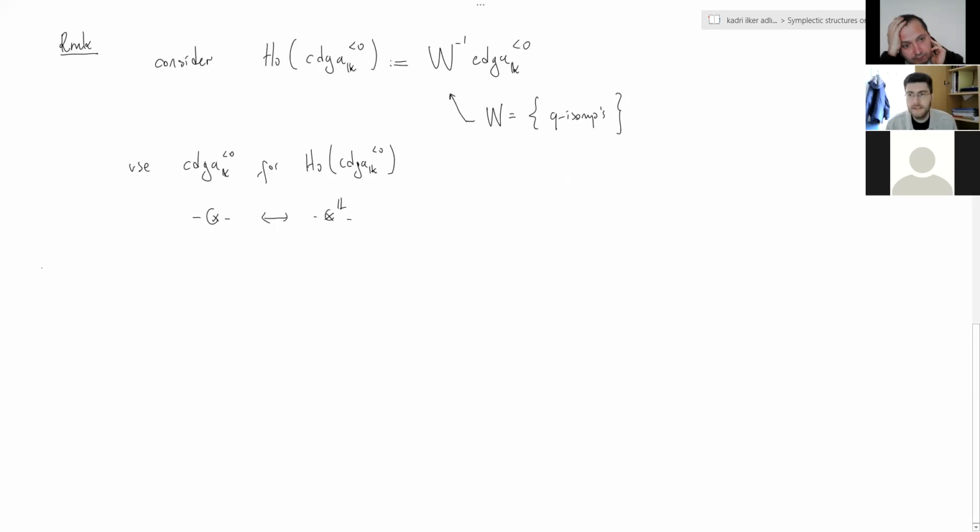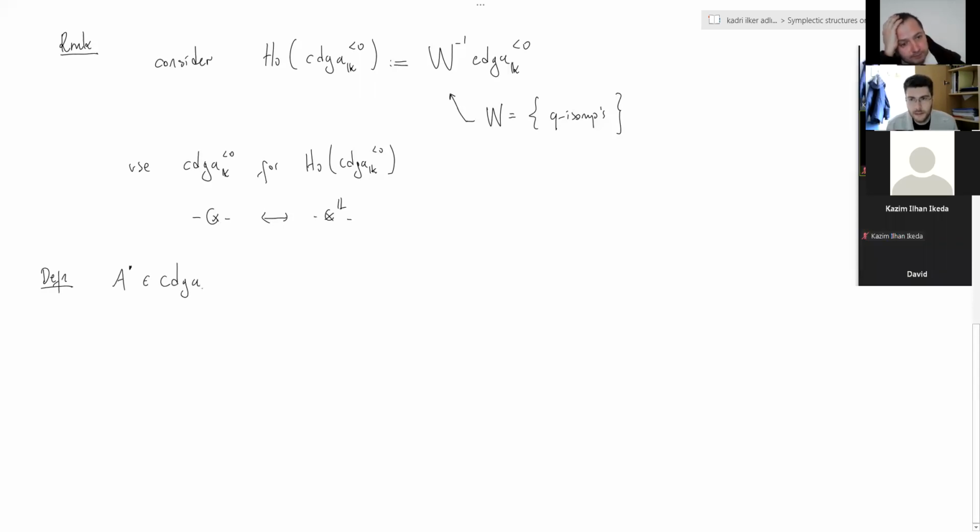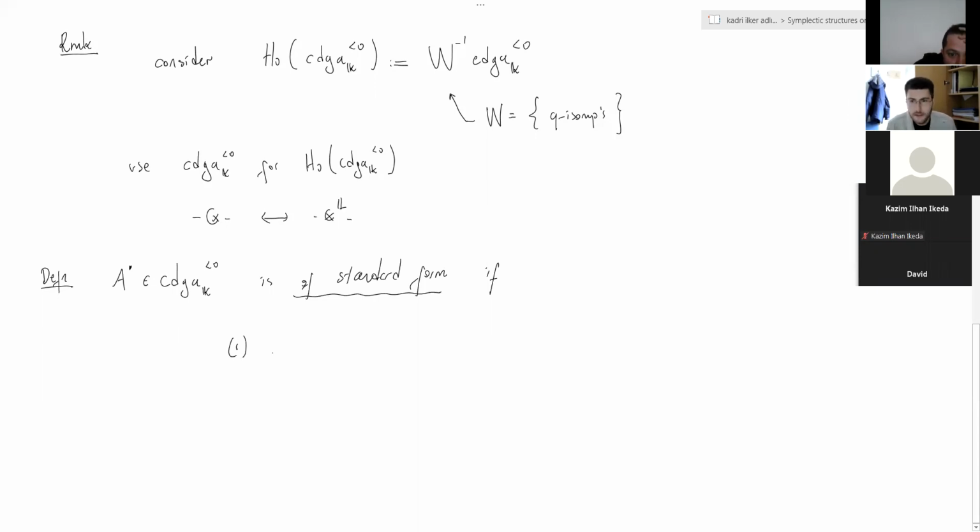And then this brings us the following definition. So we have A dot. Let's say this is an object in this category, CDGA. It is said to be a standard form if we have the following conditions. If the A0, homogeneous degree 0, is a smooth, finitely generated K-algebra.